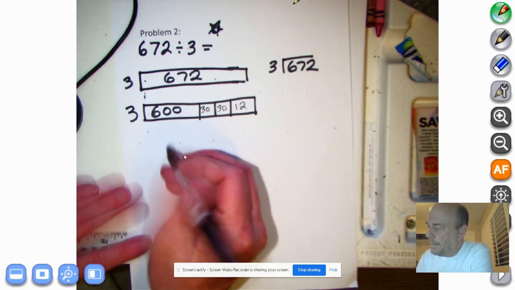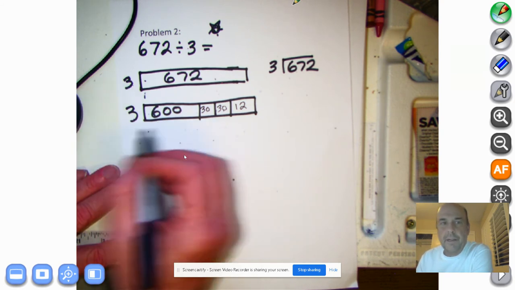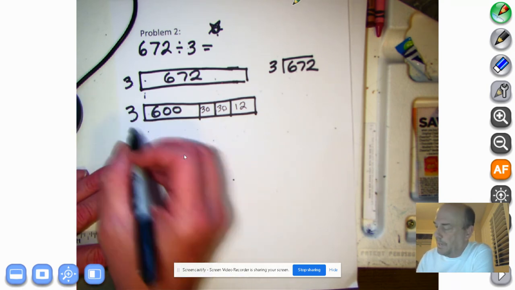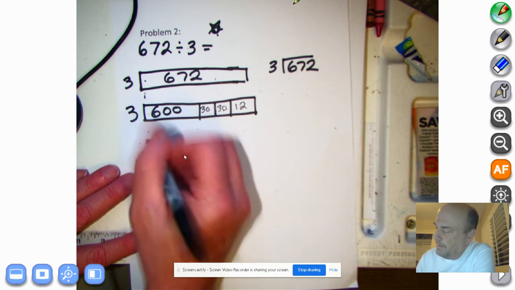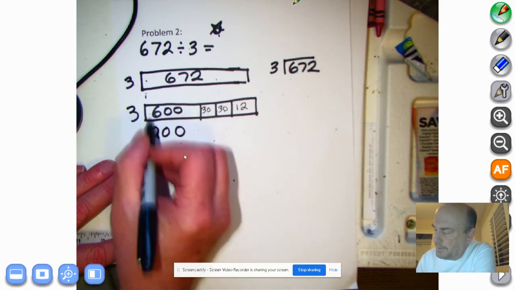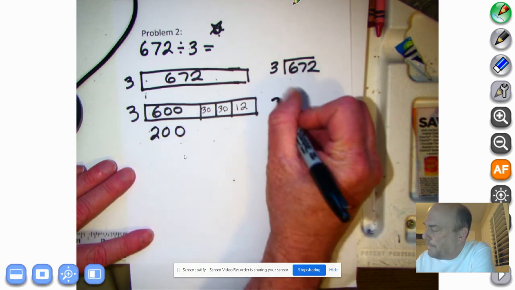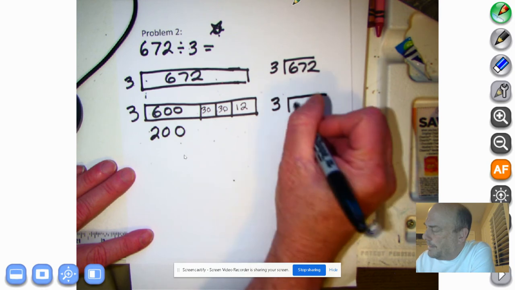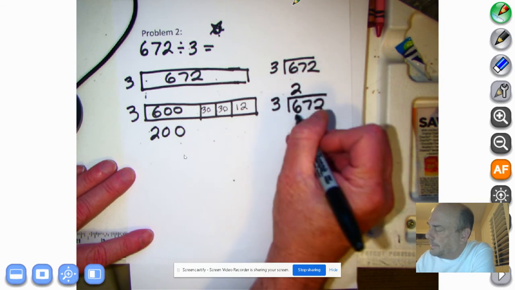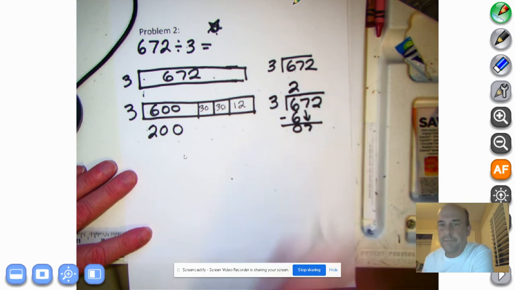All right, so we continue on. 3 into 600. How many 3's can we put in here? Think about this, okay? 3 times what is 6? Well, 3 times 2, but we're dealing with hundreds, right? So I'm going to put a 200 here. 3 times 2 is 6, but we're dealing with hundreds, so 3 times 200 is 600. Let's make our standard algorithm over here. And we're going to take it kind of slow. 3 times 200 is 600, right? And we subtract. We got a 0 there, and we bring down the 7, okay?